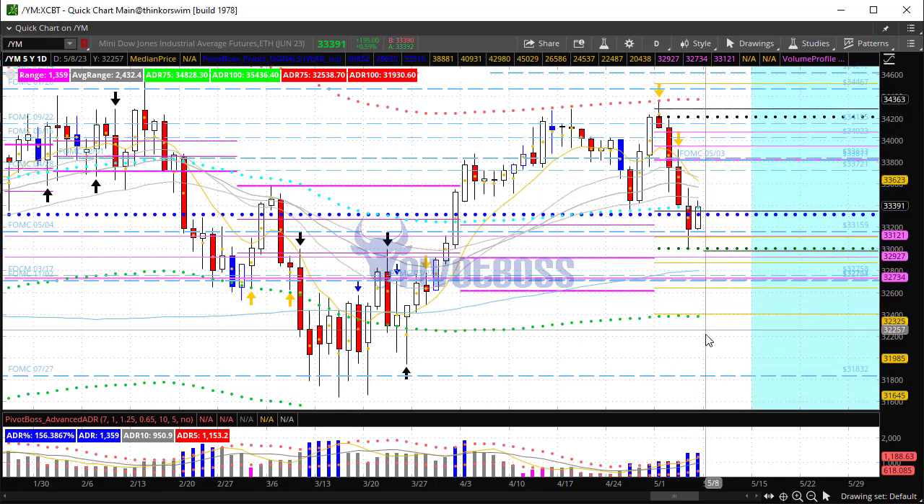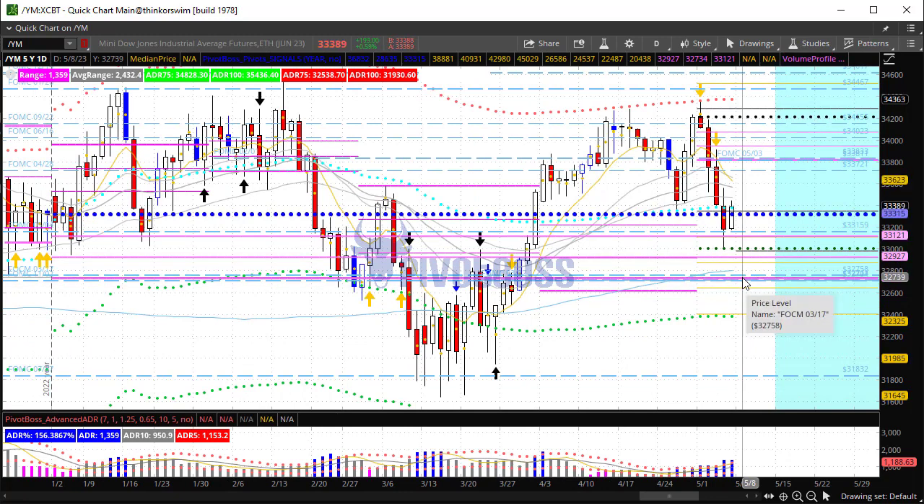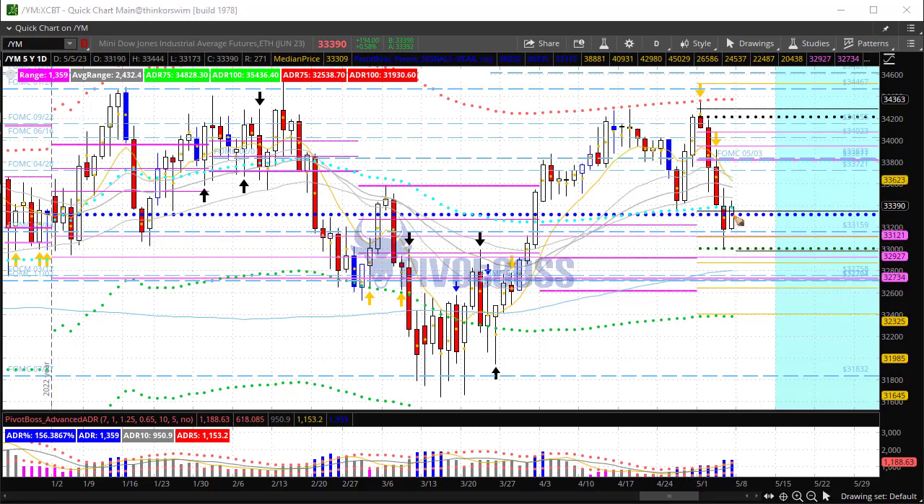Any pullback could be seen as a selling opportunity as this thing attempts to make a move even lower. If we do drop back down here, the next key level down below is going to be right around that 32,750 zone. That could be the next short-term target here. So any bounce could be seen as a selling opportunity into 32,750 up ahead.